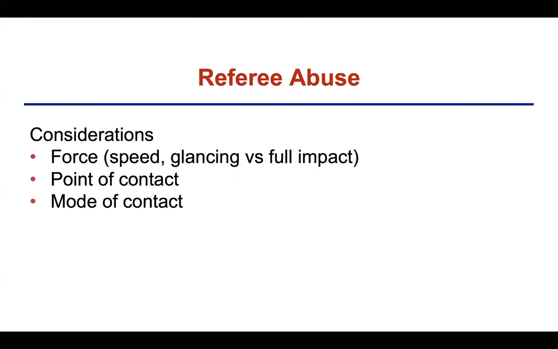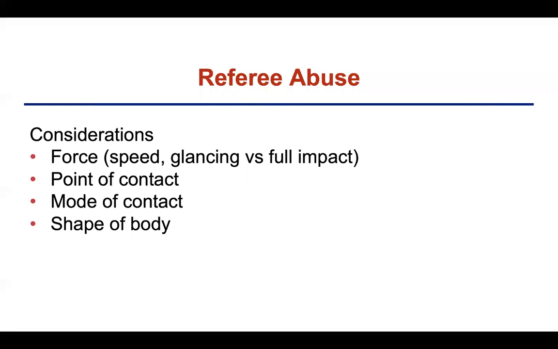Those are important because sometimes the mode of contact is a soft surface. Sometimes it's a hard surface. The endangering the safety of an opponent decision can come based on whether it was a hard part of the body that was used or a soft part of the body that was used, and where on the body that foul was committed. So point of contact, mode of contact, shape of the body.